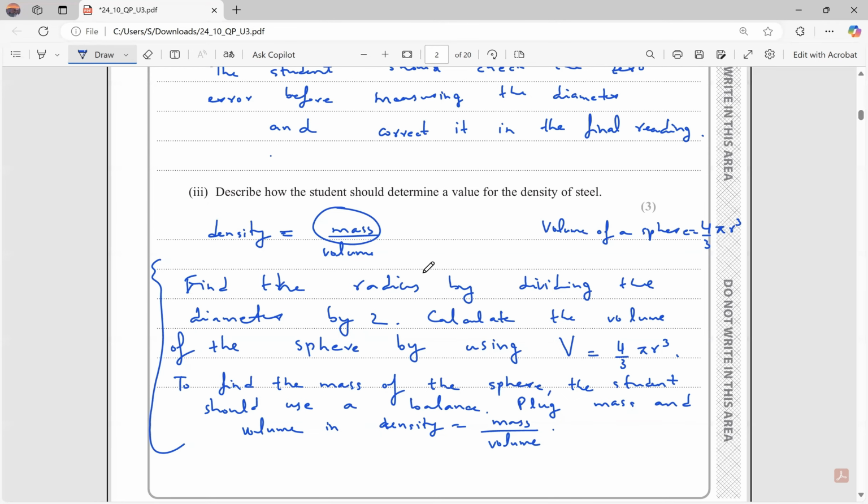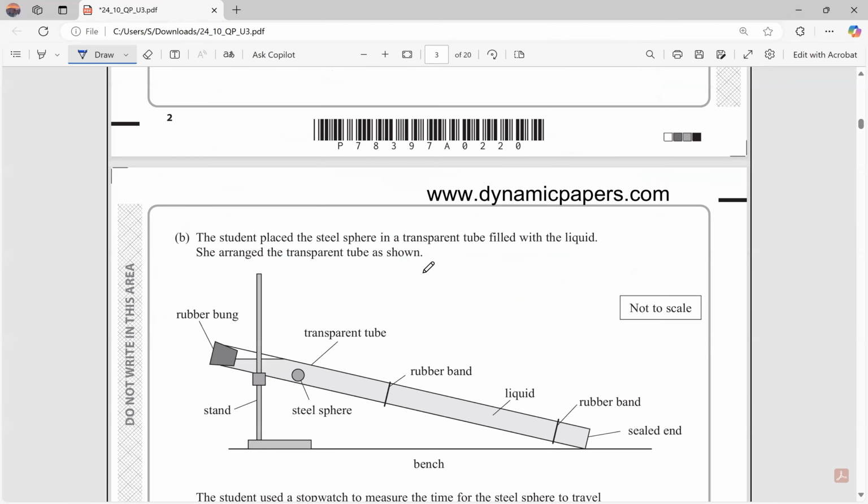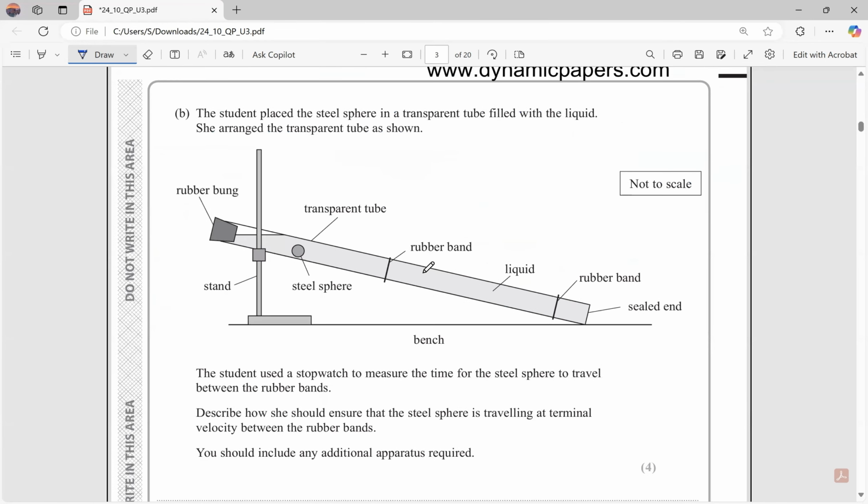All right, moving on to part B. Part B says the student placed the steel sphere in a transparent tube filled with the liquid. She arranged the transparent tube as shown. The student used a stopwatch to measure the time for the steel sphere to travel between the rubber bands. Describe how she should ensure that the steel sphere is traveling at terminal velocity between the rubber bands. You should include any additional apparatus required.